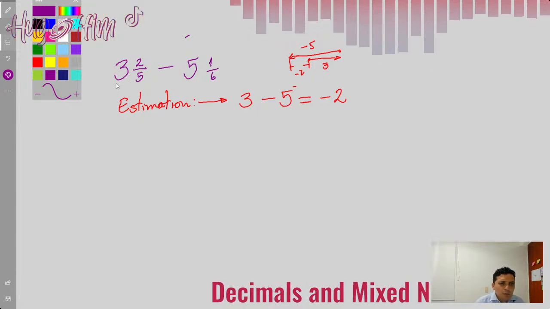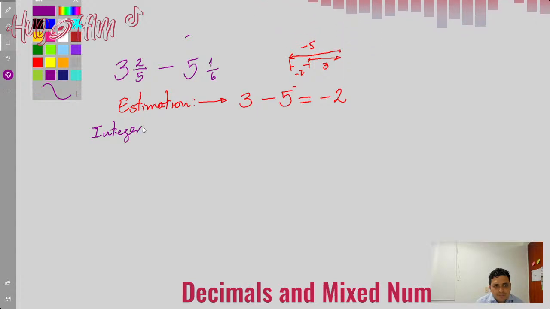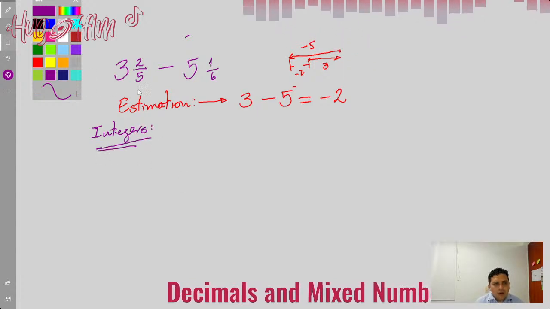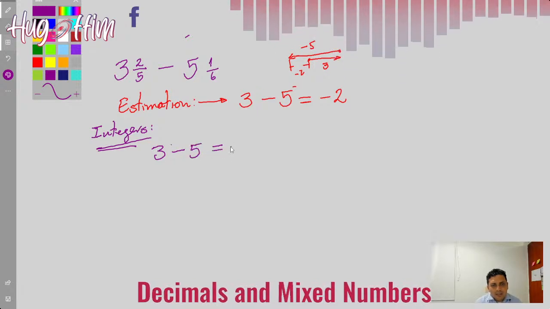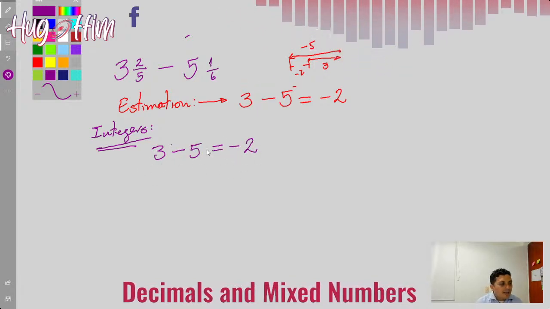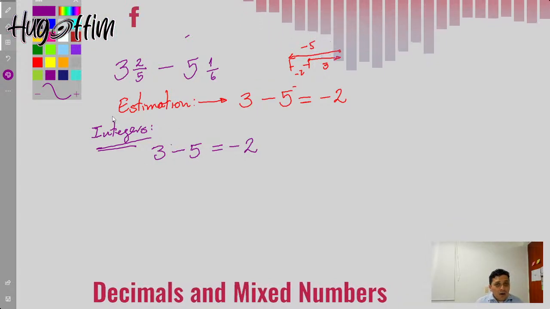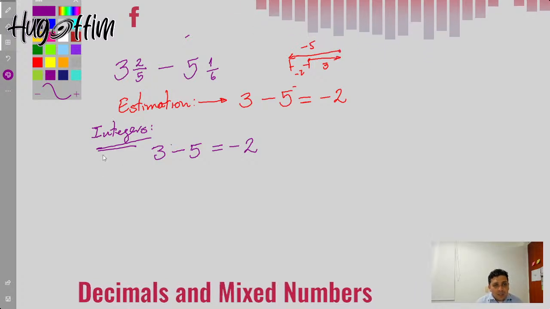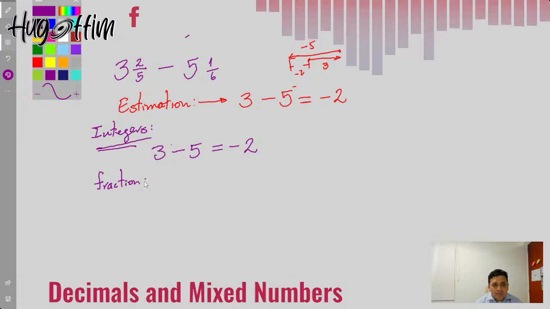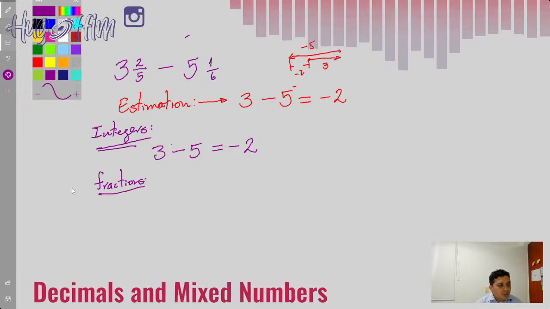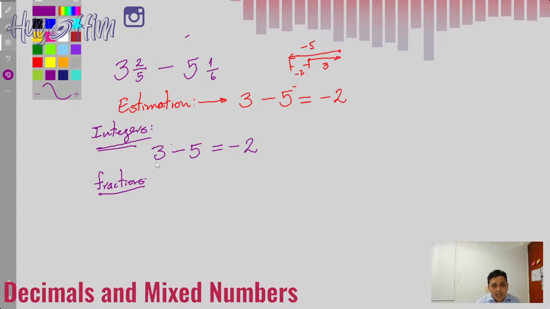So I'm going to subtract the integers. I'm going to focus just on the integers part. 3 minus 5 equals -2. Okay, so the subtraction of the integers is going to be -2. And now I'm going to focus on fractions. So if you want to operate with mixed numbers, this could be a good strategy: go with the integers, go with the fractions, and operate them.